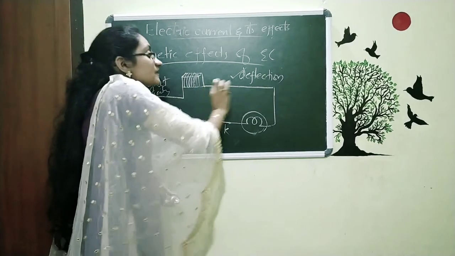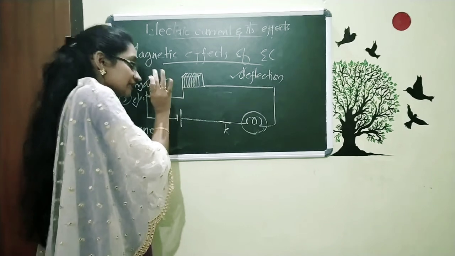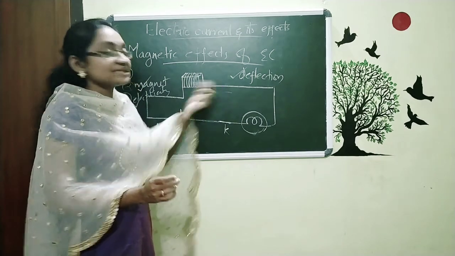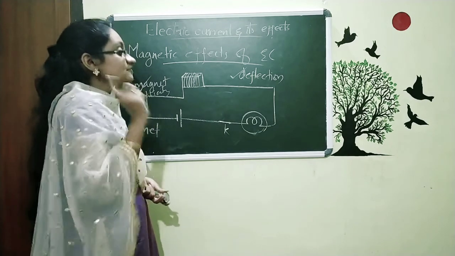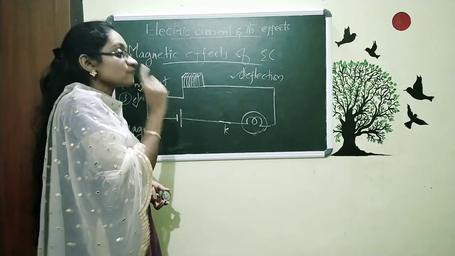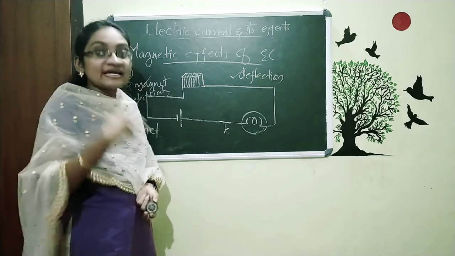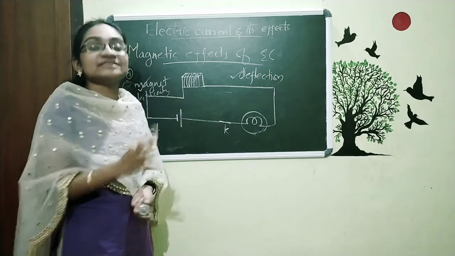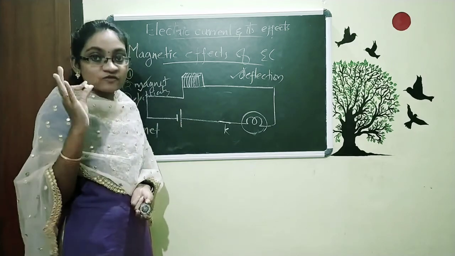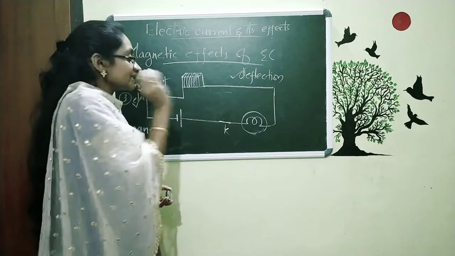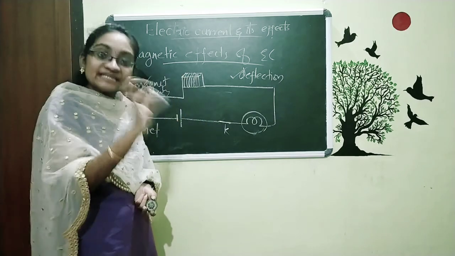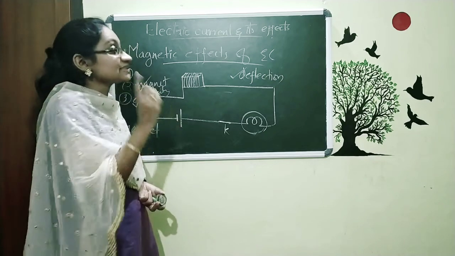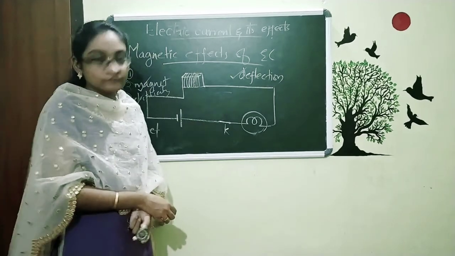Even where electricity is flowing in any type of wire, when we put a compass there, we can see that it starts deflecting. That is because when electricity is flowing through a wire, certain magnetic properties occur there, and we call it the magnetic effects of electric current. Or we can say when electricity is flowing through a wire, it acts like a magnet, and such a property is called the magnetic effects of electric current.